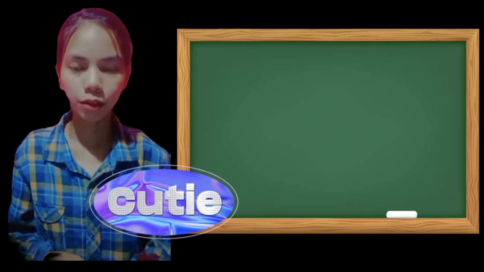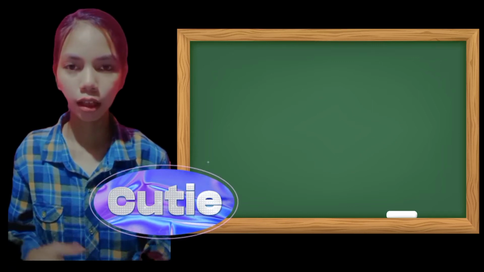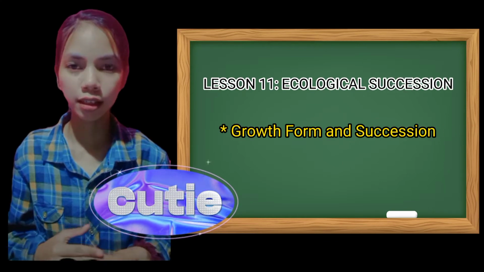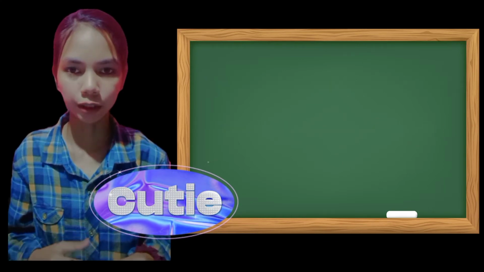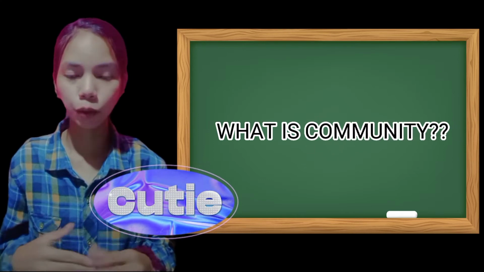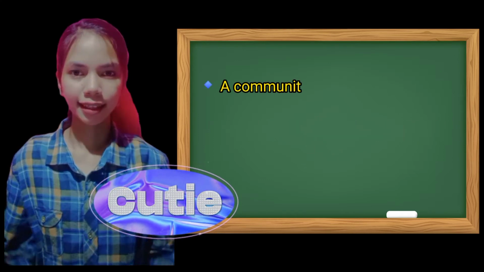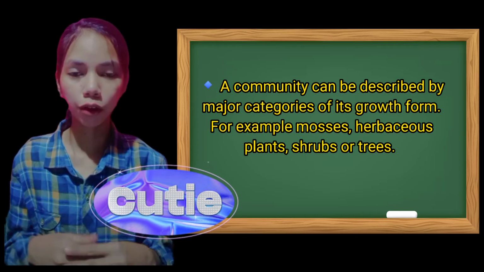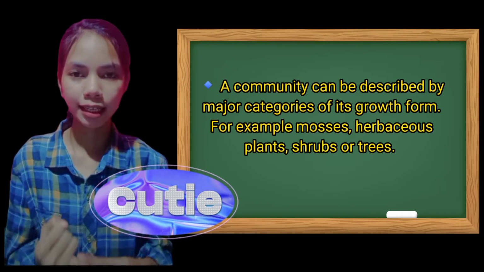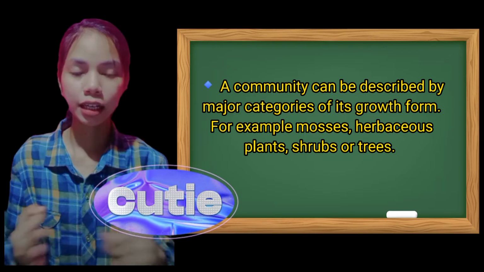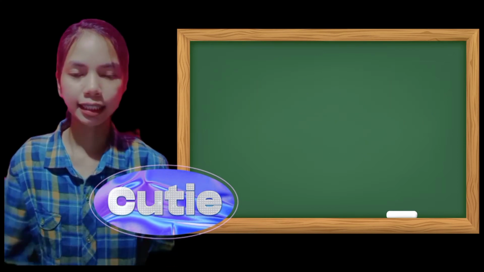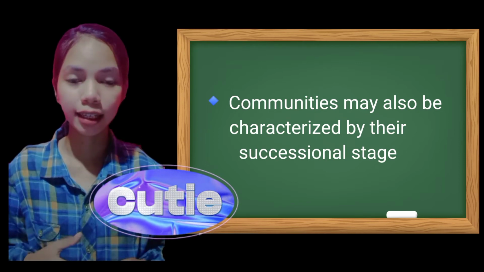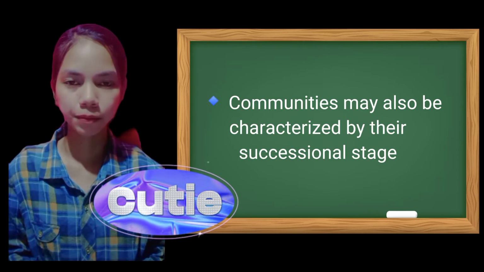Good day everyone. So today I will discuss to you lesson 11, which is ecological succession. Under this lesson is the growth form and succession. First, what is community? A community can be described by major categories of its growth form, for example, mosses, herbaceous plants, shrubs, and trees. Community may also be characterized by their successional stage.